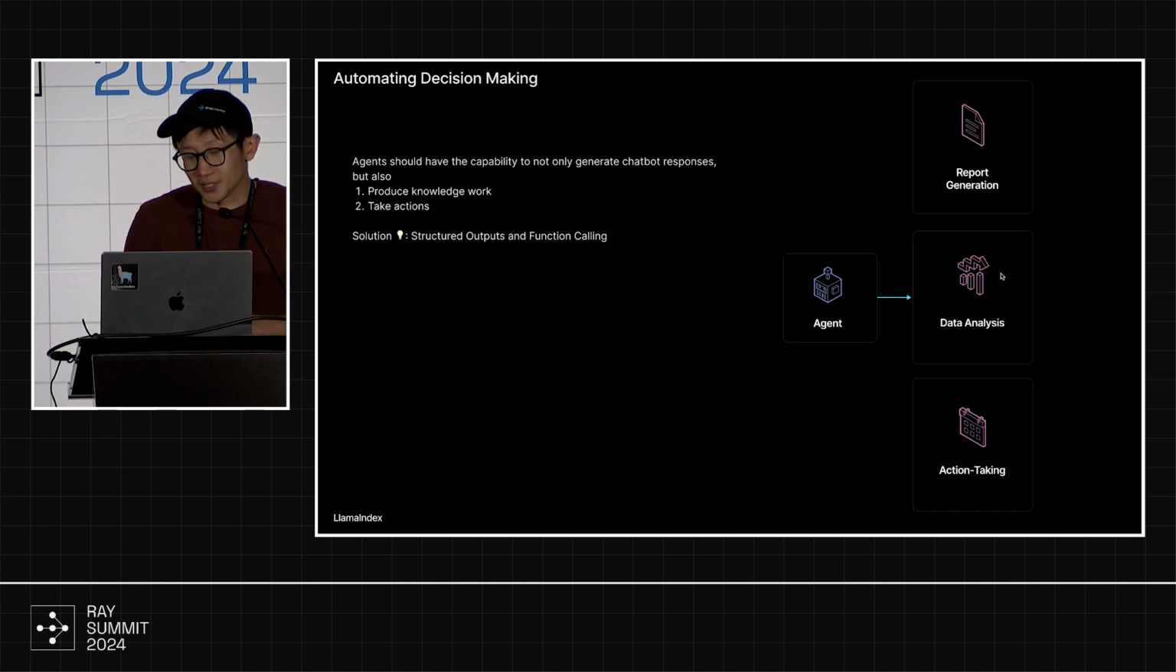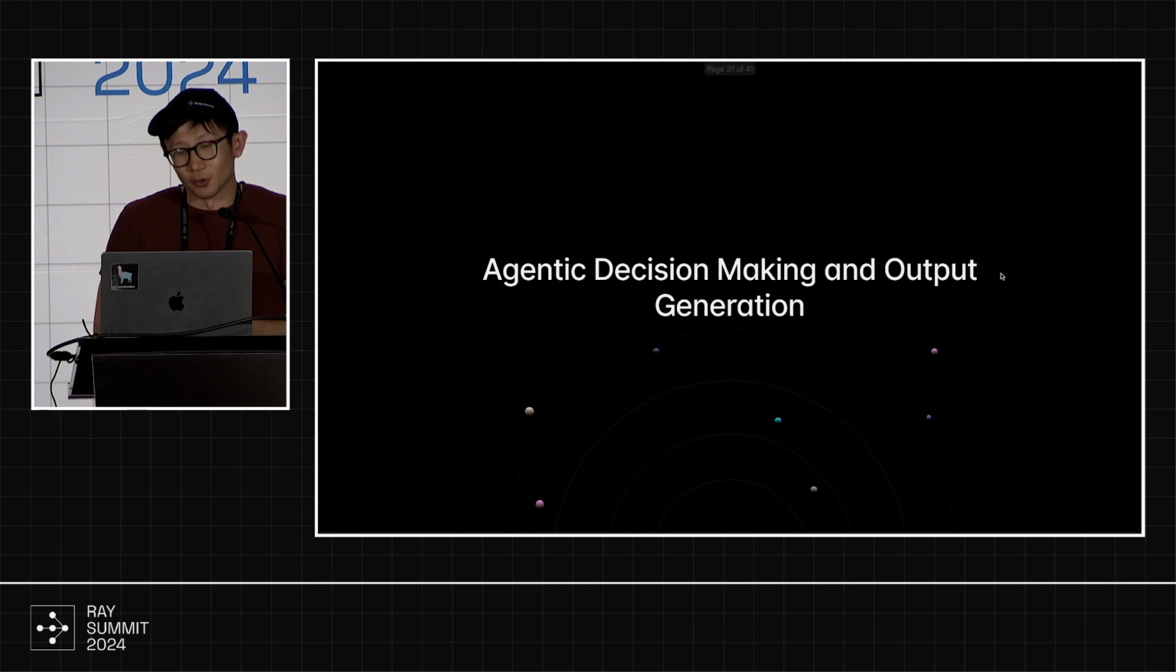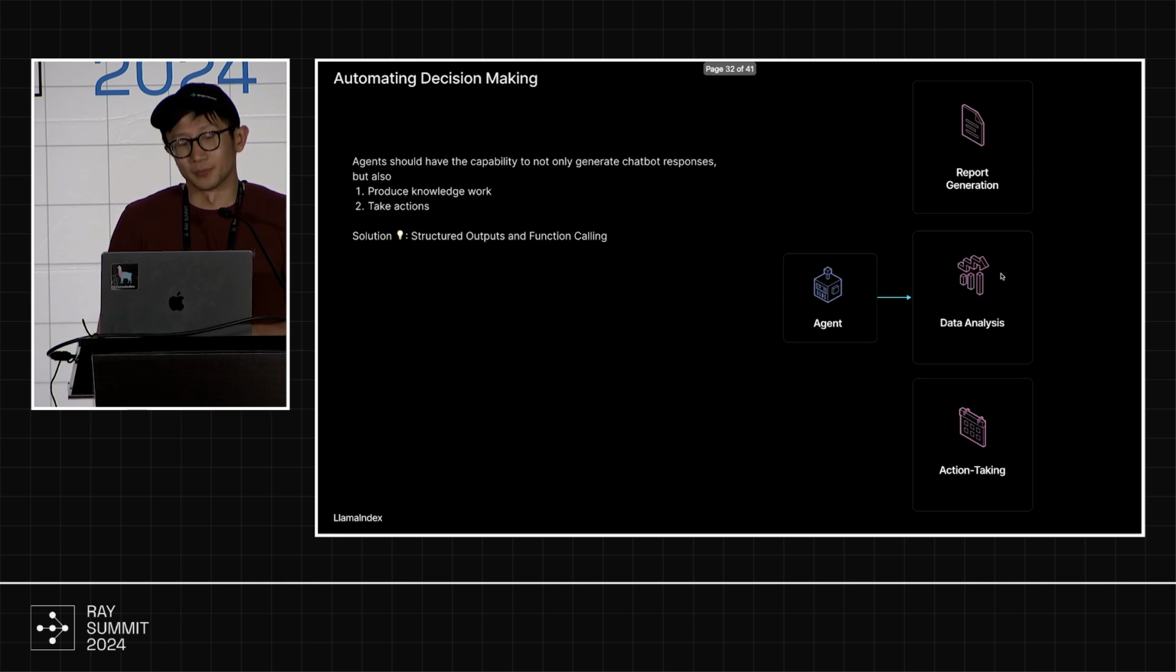The third piece is on agentic output generation. So we have this agent reasoning layer. It's good at processing your input and figuring out what to do with it to solve the task. But then we think about, instead of just generating a text response, how do we actually generate a more sophisticated output? The goal is to build the right tooling to help developers solve different types of tasks.